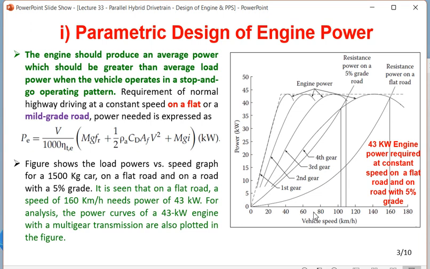The figure on the right side shows the load power versus speed graph. On the x-axis you are finding vehicle speed, on the y-axis you are finding load power. This is a very important graph where you are finding the four gear power relation. It is shown here.